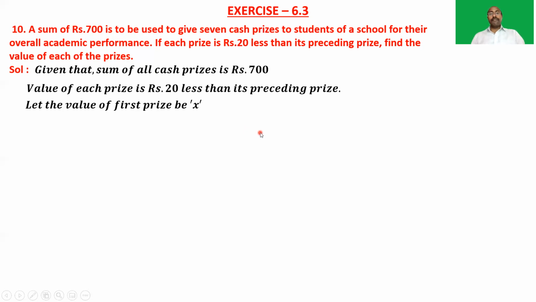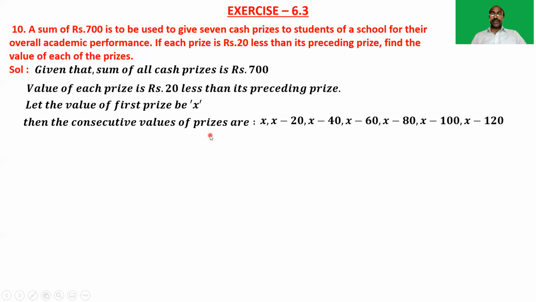Let the value of the first prize be x rupees. Then the value of second prize is 20 rupees less than first prize, that is x minus 20. And the third prize is x minus 20, again minus 20, x minus 40, in that way. So then the consecutive values of prizes are x minus 20, x minus 40, x minus 60, x minus 80, x minus 100, x minus 120.